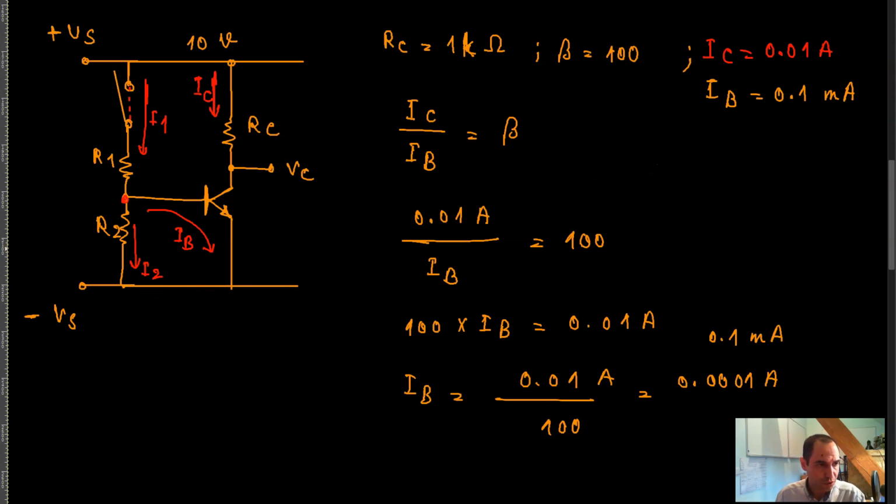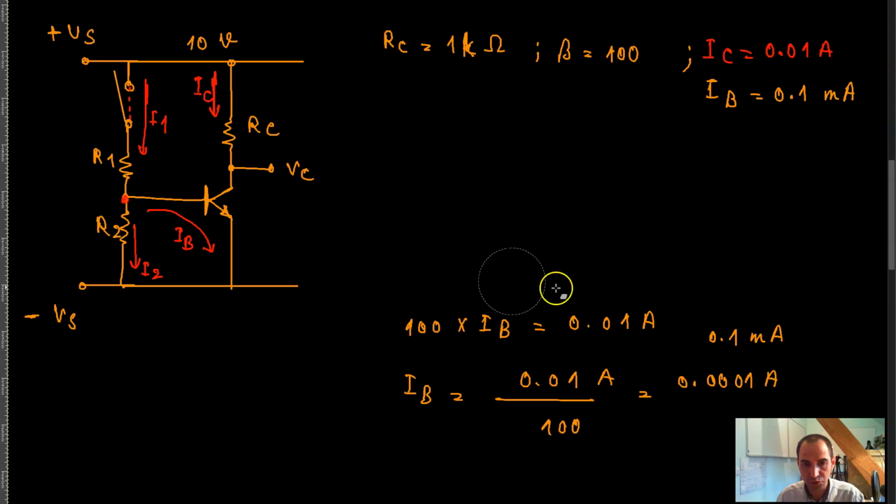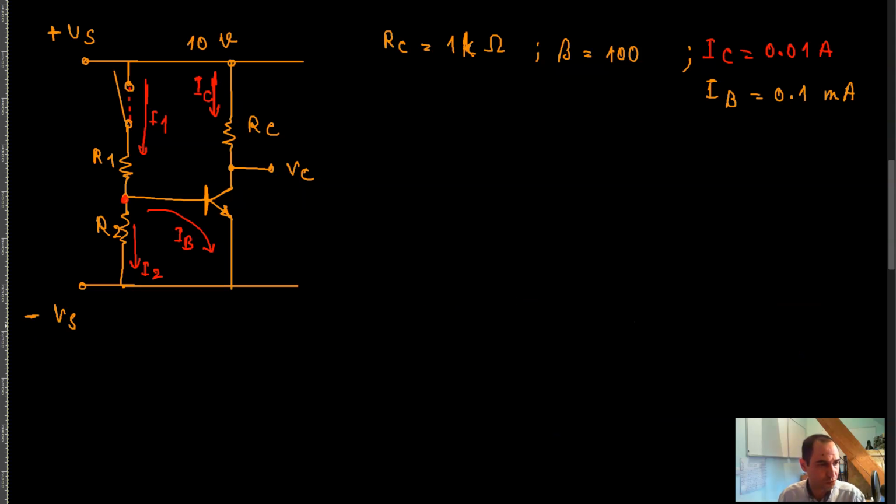So that's your base current. Now we agreed that we would set I2 to 10 times I_B, which means that I2 is equal to 10 times this, which is equal to 1 milliamp. And since I1 is the sum of these two currents, I1 is I_B plus I2, which is 1.1 milliamp, right? Now we have all of these currents, and as a result we can calculate the resistors.